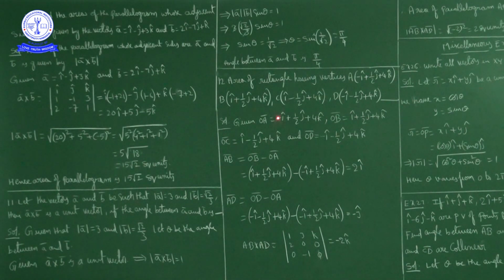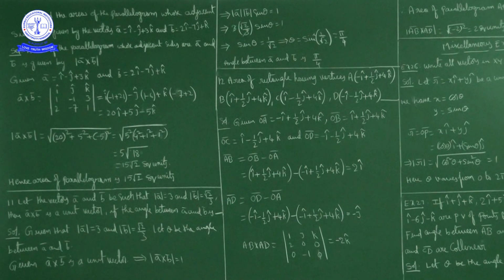Given OA bar is equal to minus i cap plus 1 by 2 j cap plus 4 k cap. OB bar is equal to i cap plus 1 by 2 j cap plus 4 k cap. OC bar is equal to i cap minus 1 by 2 j cap plus 4 k cap. And OD bar is equal to minus i cap minus 1 by 2 j cap plus 4 k cap.